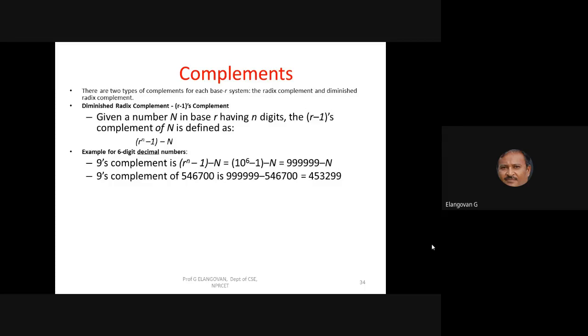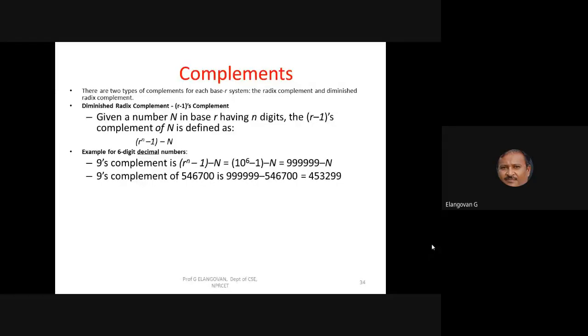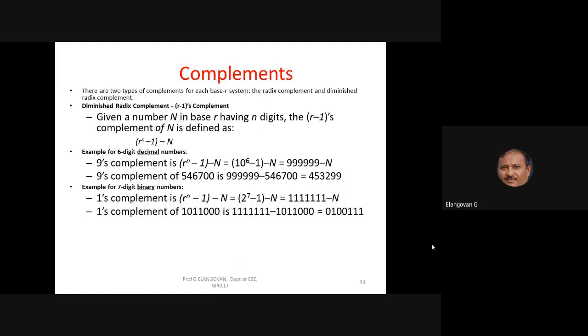The example: 546700 is given. We want to take the 9's complement. So each digit you subtract from 9. What will I subtract? 5 from 9, 4 from 9, 6 from 9, 7 from 9, 0 from 9, and another 0 from 9. Each digit is subtracted from 9. So you will end up with the answer 453299. So 546700 is the number, and its 9's complement is 453299. You will understand later how it is helpful and meaningful.